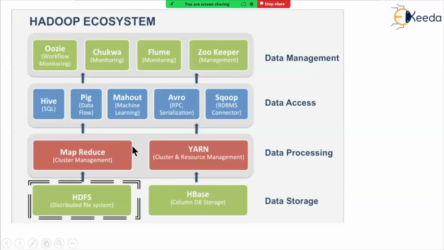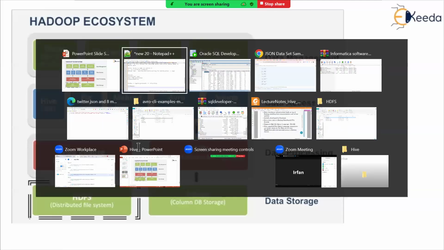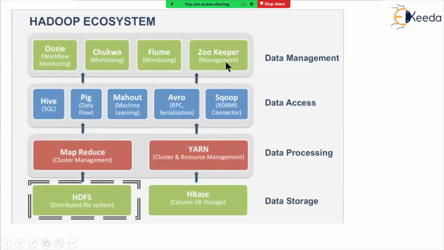For example, from Oozie, I'm triggering one job. What exactly is it to do? It has to take some data and give it to Pig. Pig will do the MapReduce, and after MapReduce, it has to save the data. So for this entire task, whether all are in sync or not, this Zookeeper will handle.